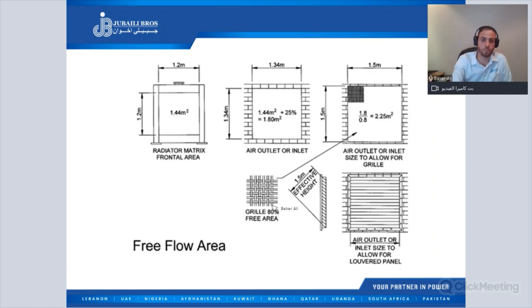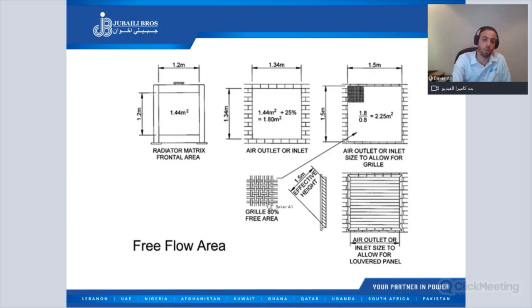So again, if we have a radiator and the area of this radiator is 1.44 square meter, we add 25% to the area to get 1.8, which is the free area without any consideration of louvers and attenuators. So the width will be 1.34 and the height will be 1.34.